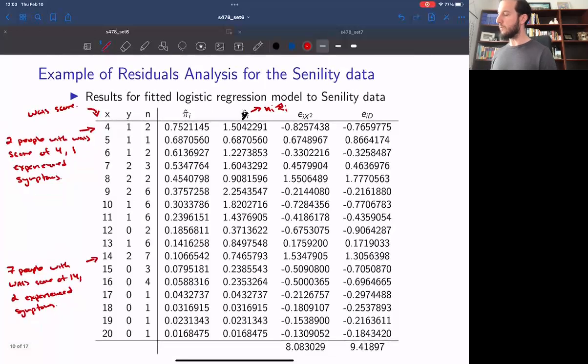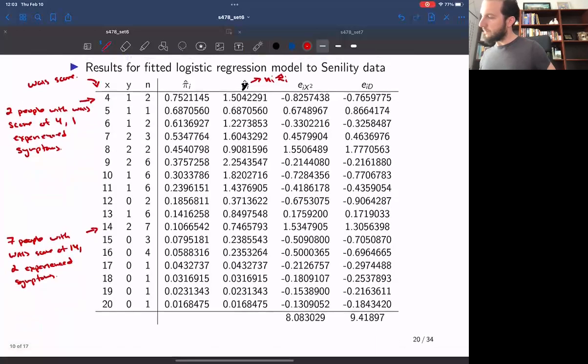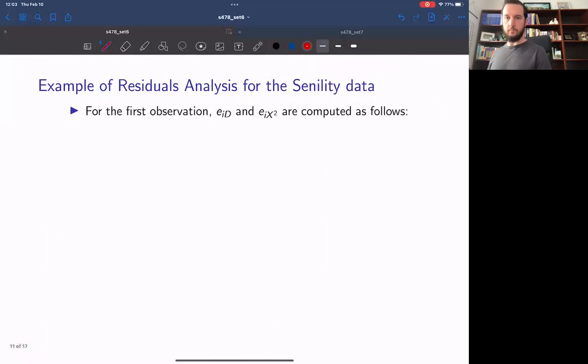And then in the following columns, we have the squared residual values, and then we have the deviance values. So I just want to take you through an example of how these are computed now based off of the formulas that we had established before. All right.